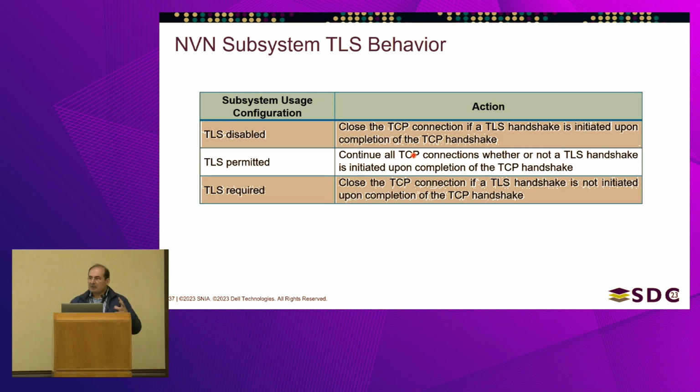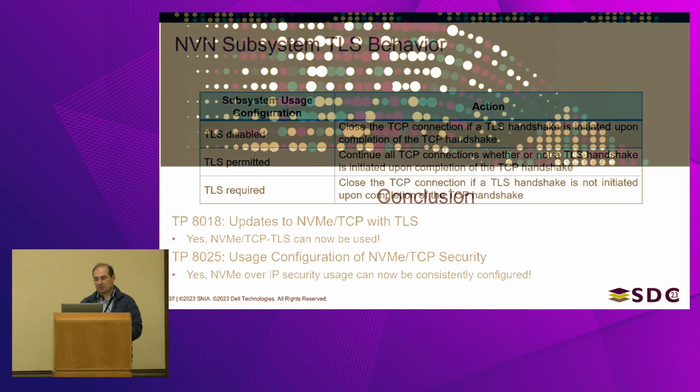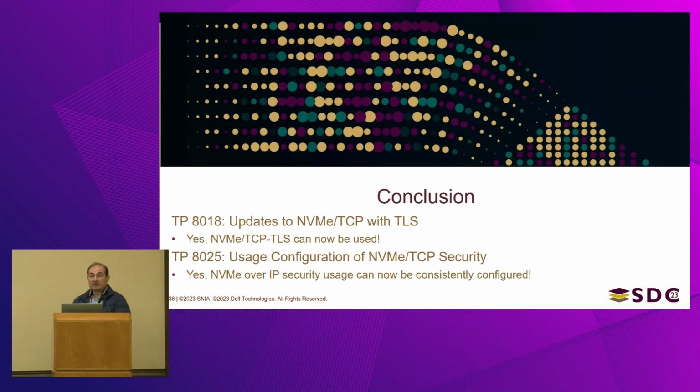So this basically gives you an idea of how all the pieces of the architecture have now been defined, and we have a full architecture set up. In conclusion, these two new TPUs, TP8018 and TP8025, completed the security architectures for NVMe over Fabrics, closing all the holes and issues related to early implementations. Now we have a fully consistent and tested architecture for security for NVMe over Fabrics. And here I am. Any questions?